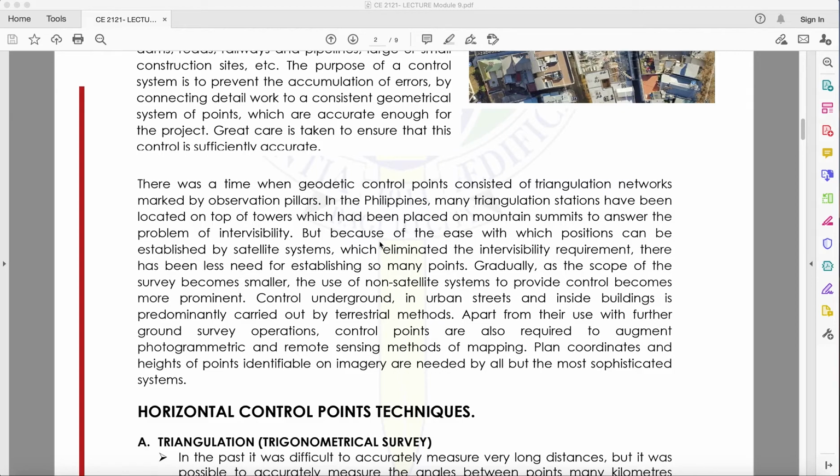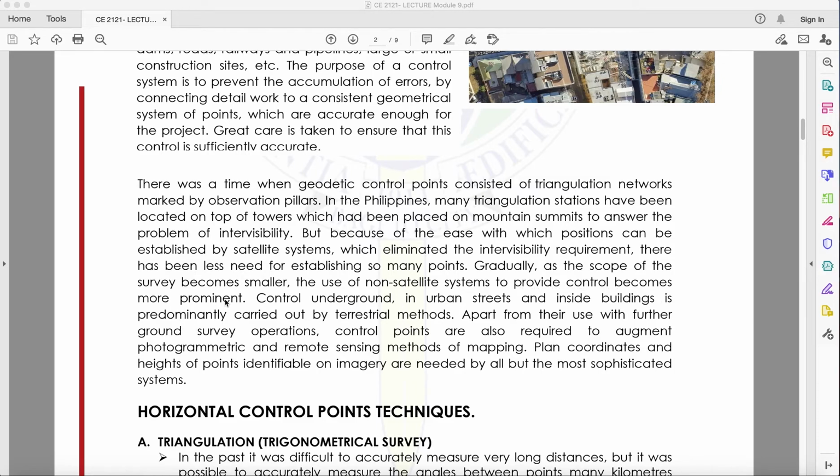Okay? But because of the ease with which positions can be established by satellite systems, which eliminated the intervisibility requirement, there has been less need for establishing so many points. Gradually, as the scope of the survey becomes smaller, the use of non-satellite systems to provide control becomes more prominent.